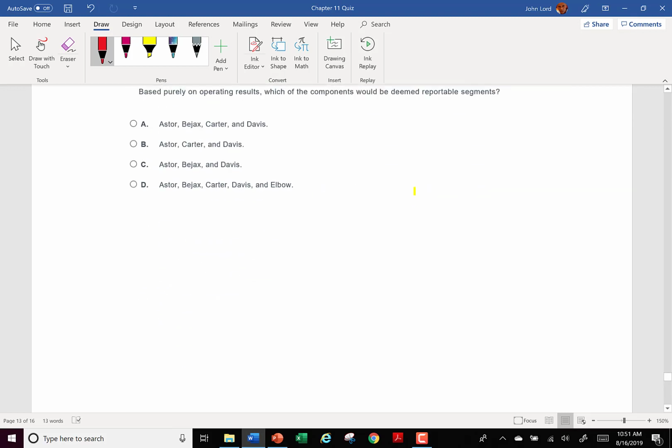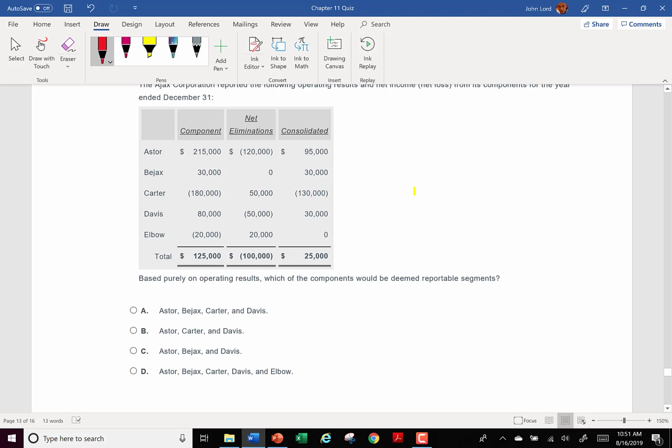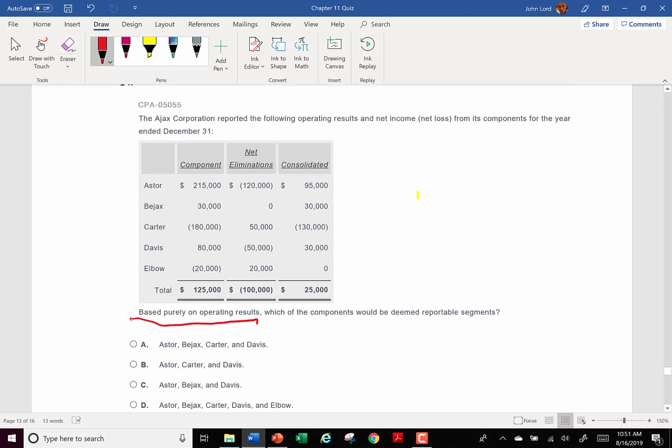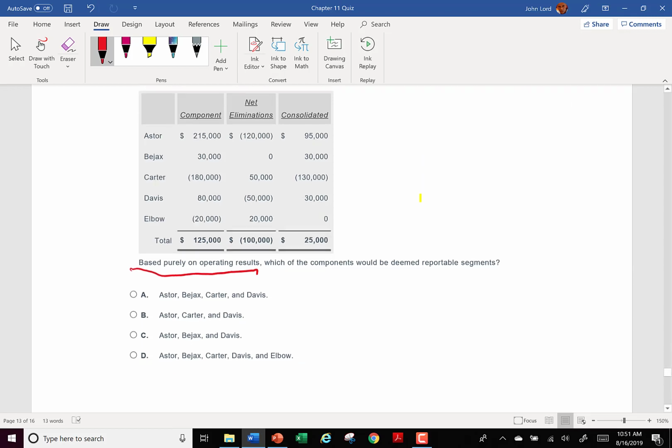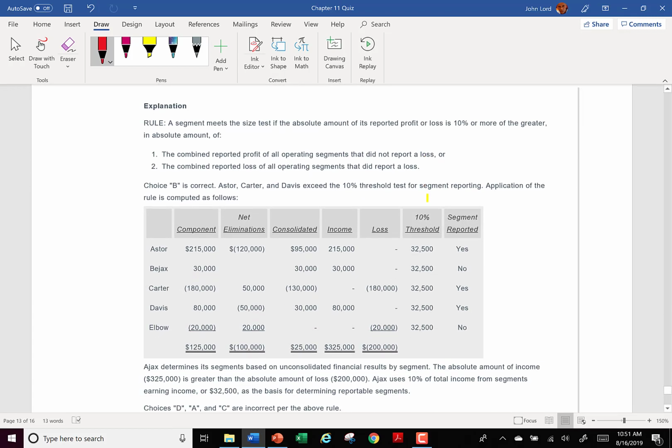Okay. All right, so let's look at this next one now, and now we're using the test based purely on operating results, okay? And so they're giving me the profit or loss for each of these segments, and so I'm using the profit or loss test. Now, my job is to figure out first what has the higher absolute value, the loss segments or the profit segments. So I'm just going to take you straight to the answer because it's easier to present what we would do here.